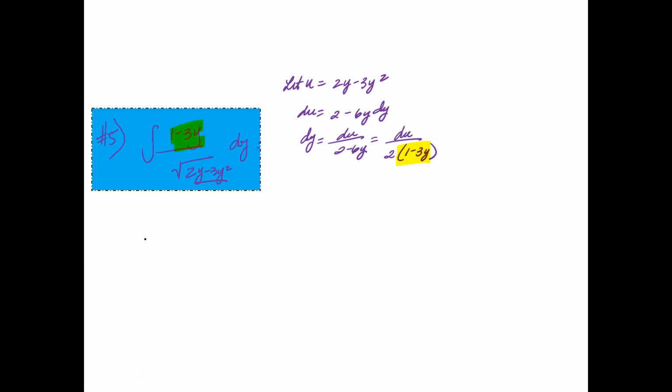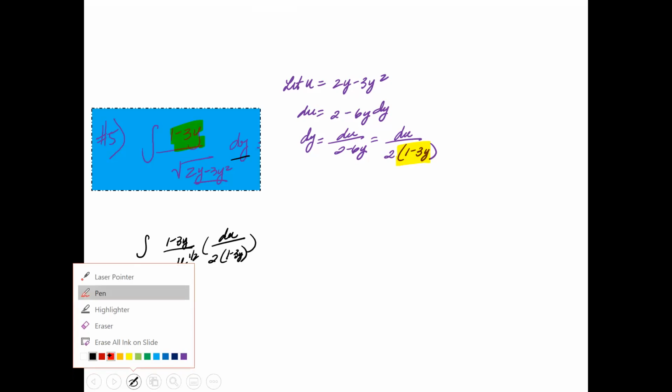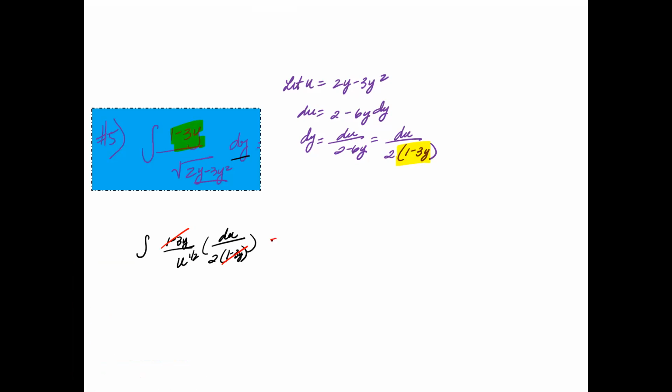So let's go ahead and rewrite this. I have 1 minus 3y over u to the 1/2. Replace the dy with du over 2 times 1 minus 3y. And then I know that this part's going to cancel, so I'm going to move the 1/2 over to the left side of the integral sign, move my u up, so 1/2 times u to the negative 1/2 du. And then you have a perfect integration here.